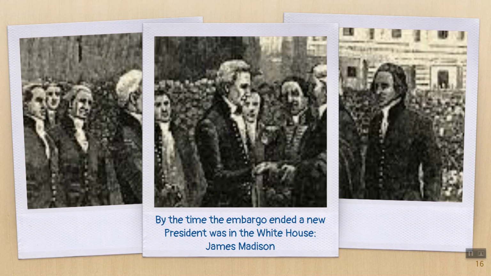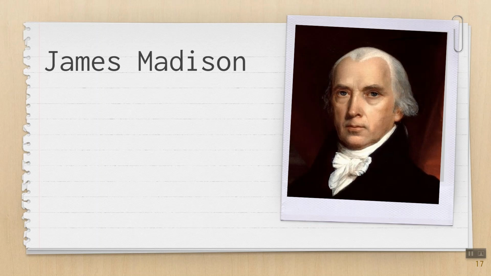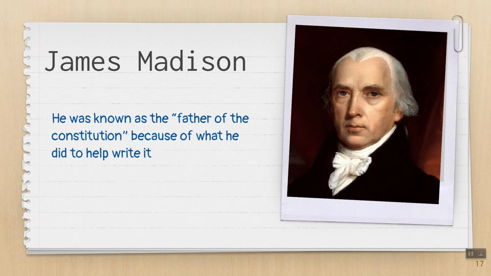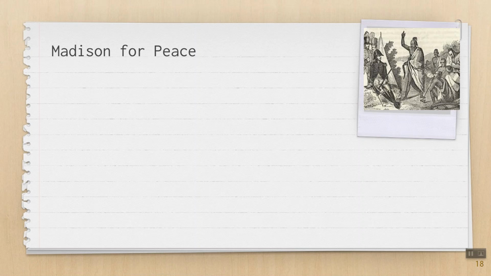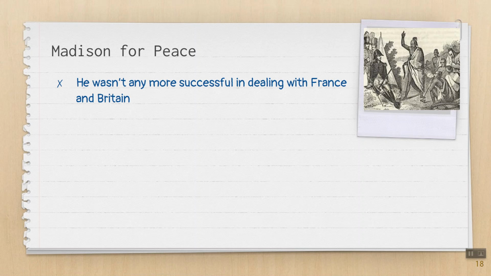Well, by the time the embargo had ended, there was a new president in the House, and his name was James Madison. A little bit about James Madison is he's actually known as the father of the Constitution because of what he did to help write it. He did a lot to help write the Constitution. And he had served in Congress and was actually Thomas Jefferson's Secretary of State. So he was a very well-known politician. And he wasn't any more successful in dealing with France and Britain.